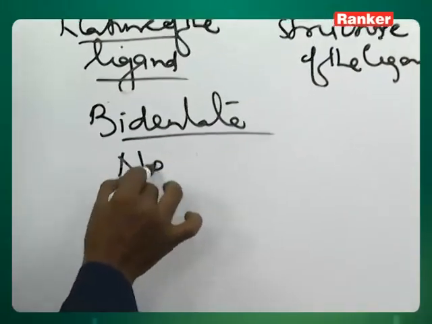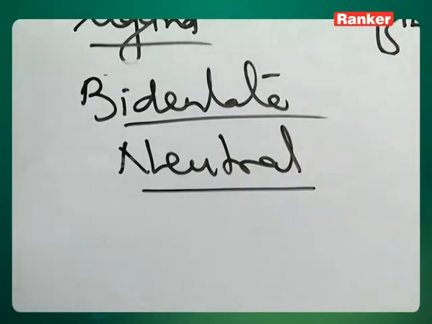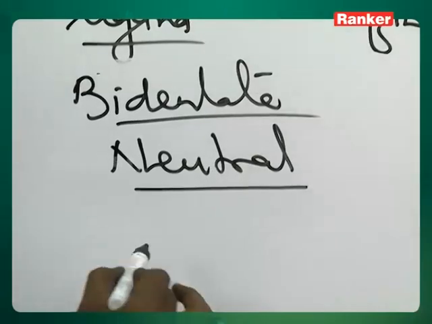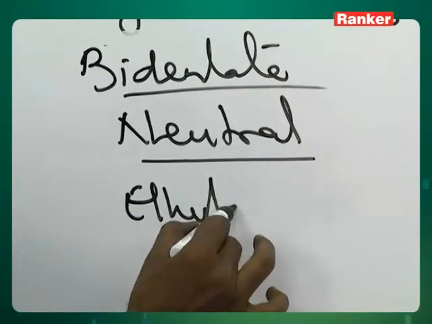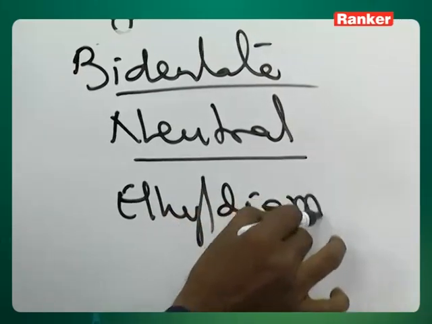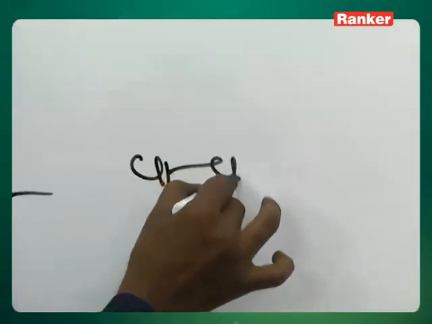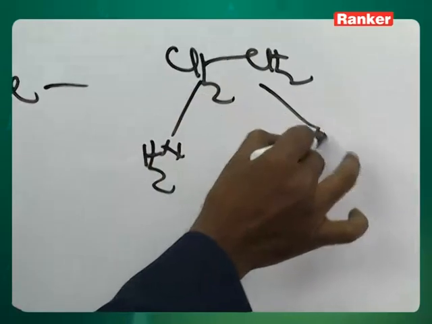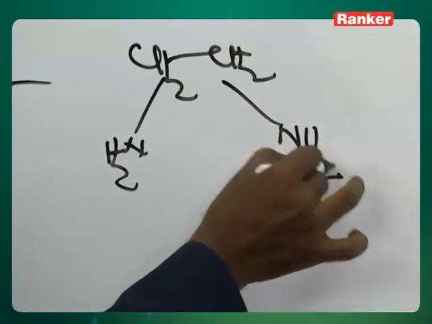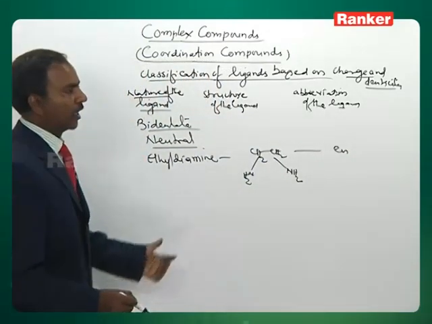Bidentate neutral ligands. The best example under this word, well known to you, is the famous ligand ethylene diamine. This is the structure of ethylene diamine. It is simply represented as EN. EN stands for ethylene diamine.